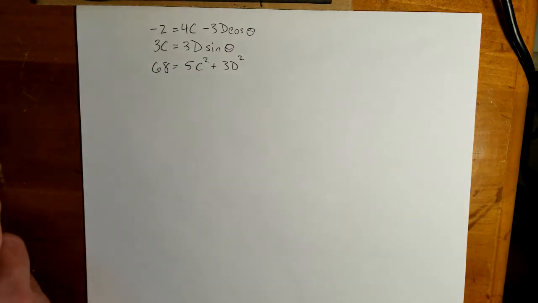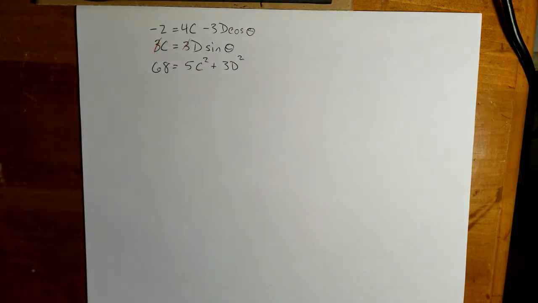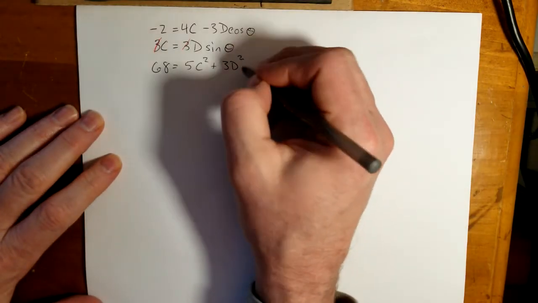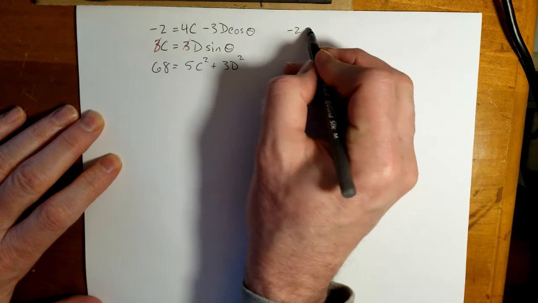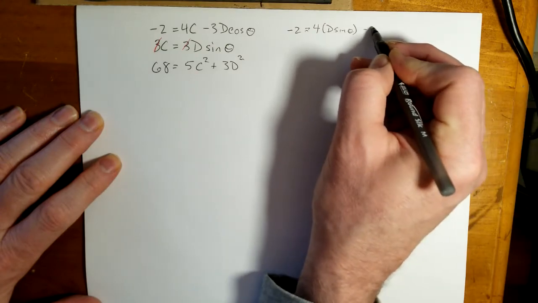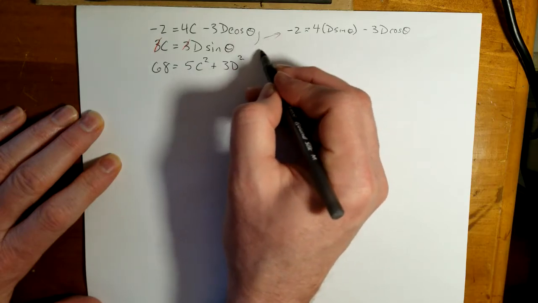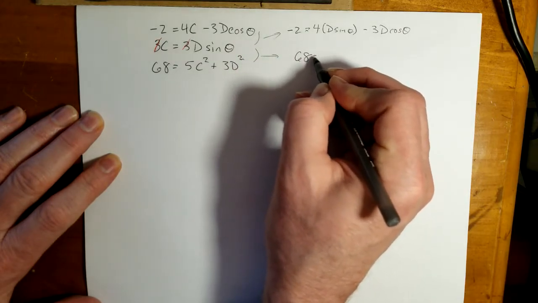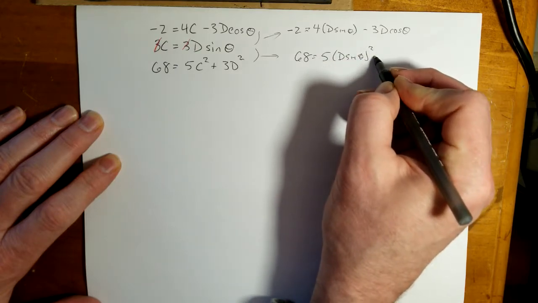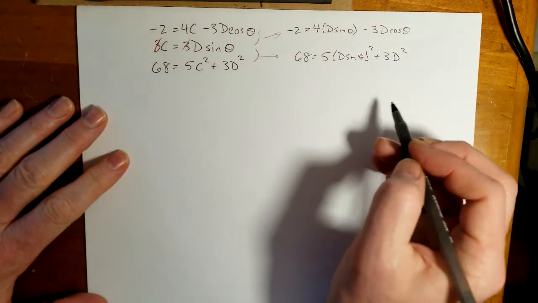All right, so from this second equation right here, I can obviously divide by 3, and I have something for the value of c. If I plug that into each of these, I have negative 2 equals 4 times d sine theta minus 3d cosine theta. Combining those two, I have 68 is equal to 5 times d sine theta squared plus 3d squared. I can now solve for d in this equation and plug into that one, because now I'm down to 2 unknowns.